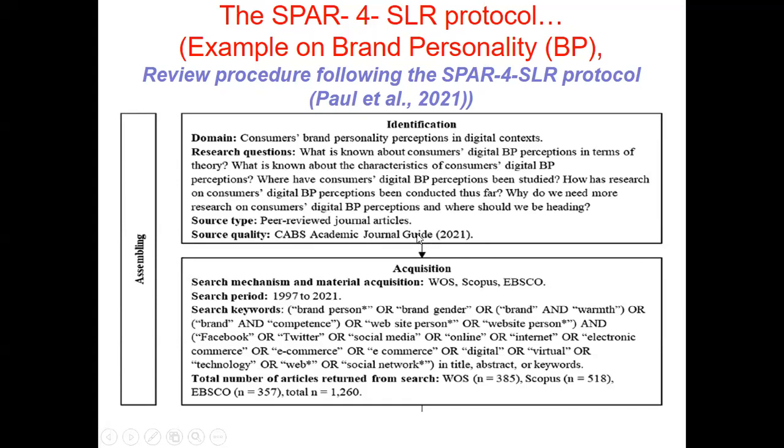That would be his source of quality. Then you could give some more information in terms of identification. Let's say, for example, years, range of years, etc., or which specific context you're dealing with. Then the acquisition process, you have the year here, the range, the search mechanism and material acquisition, maybe Web of Science, the SWS, Scopus, EBSCO, etc.